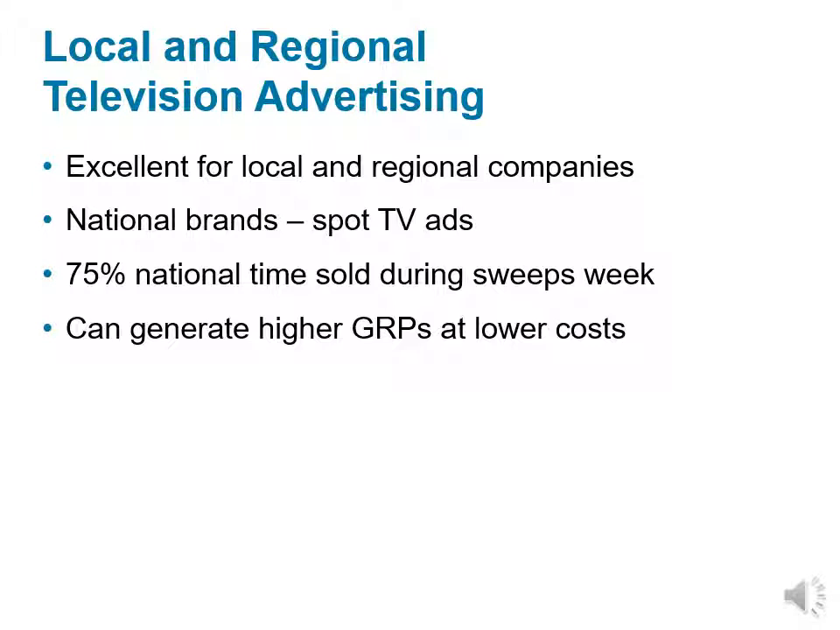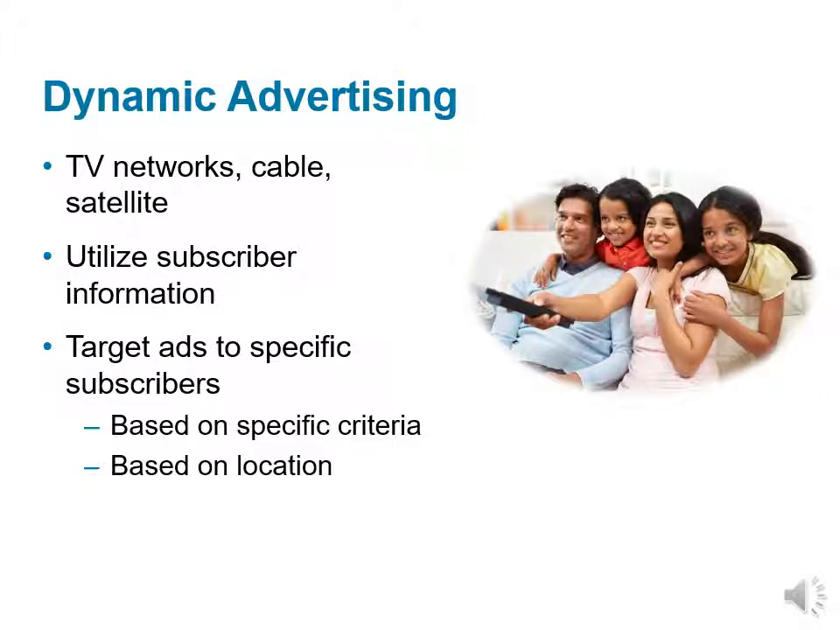National brands can advertise on these stations by purchasing spot TV space. About 75% of national time slots are sold during sweeps week. By selecting local channels to supplement the national time, companies can generate higher GRPs at a lower cost. Dynamic advertising allows a company, such as DirecTV or Comcast, to obtain subscriber information from marketing research firms and combine it with the company's data to send targeted ads to subscribers that meet specific criteria and live in targeted areas.